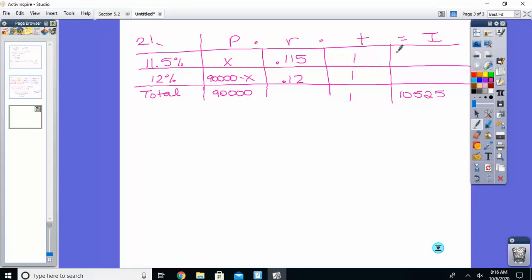So then we can just multiply across. So I get 0.115x, 0.12 times (90,000 minus x), and our total. So just like the others, after this point, you just add the first 2 to equal your total. And then it's just a matter of solving our equation.